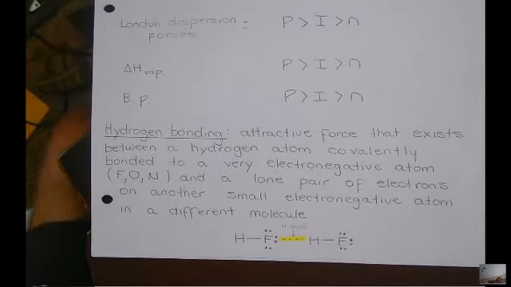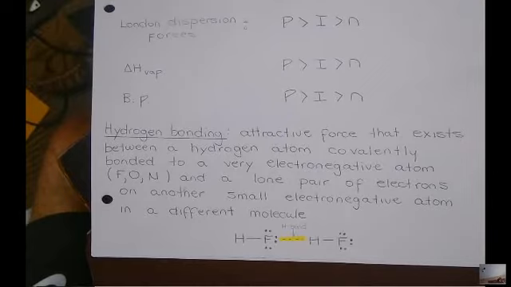Okay, so now hydrogen bonding occurs in molecules when the following situation occurs. They are the attractive forces that exist between the hydrogen atom that is covalently bound to a very electronegative atom. And there's only going to be 3 candidates. It's got to be fluorine, oxygen, or nitrogen. So whenever hydrogen is directly bound to fluorine, oxygen, or nitrogen, that molecule will have hydrogen bonds. And a lone pair of electrons on another small electronegative atom of a different molecule.